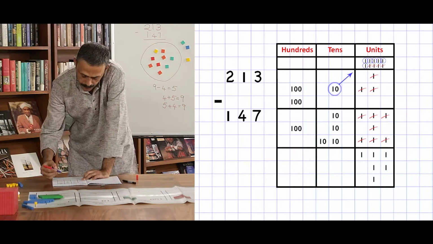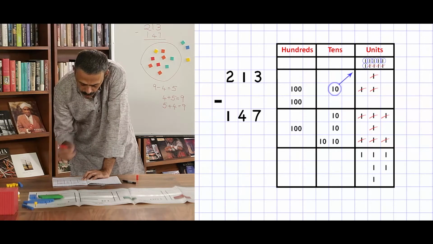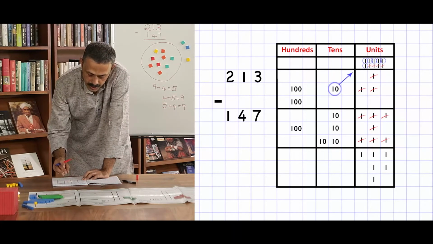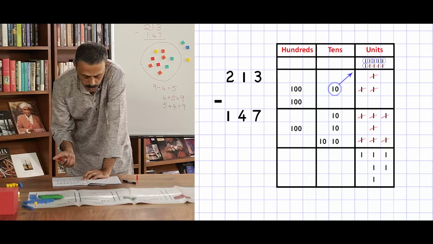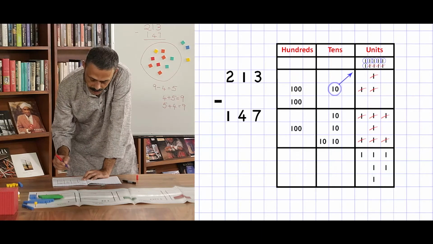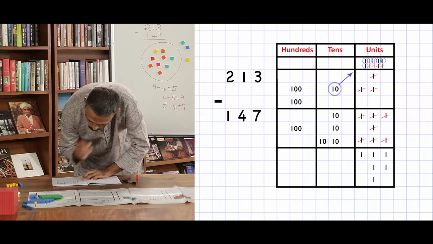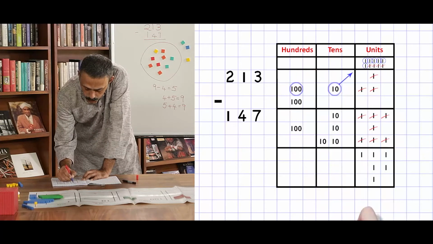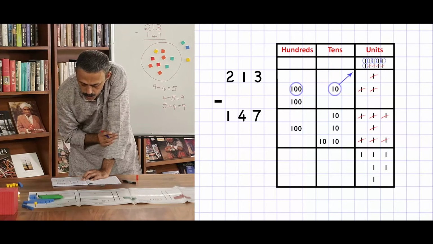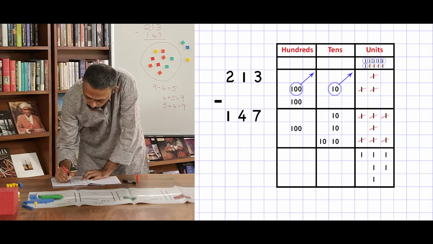Now, in the tens place, how many tens are there? There is nothing. How many are to be removed? 4 tens should be removed. How can we remove 4 tens from nothing? Again, I go to the hundreds place and ask for help. When I asked for help, I got 100. I have to regroup this 100. When I bring 100 to the tens place, I have 10 tens.